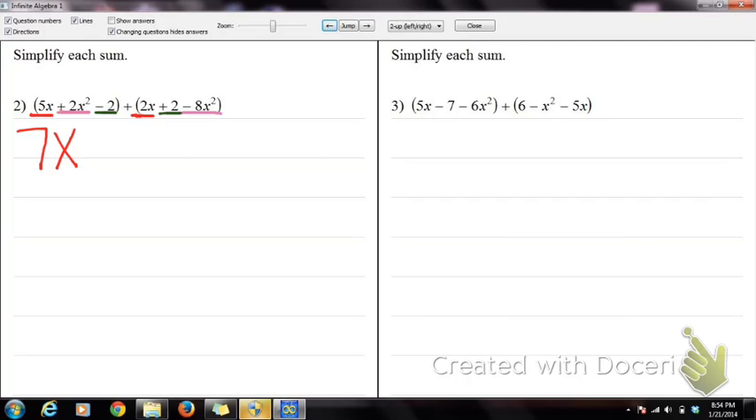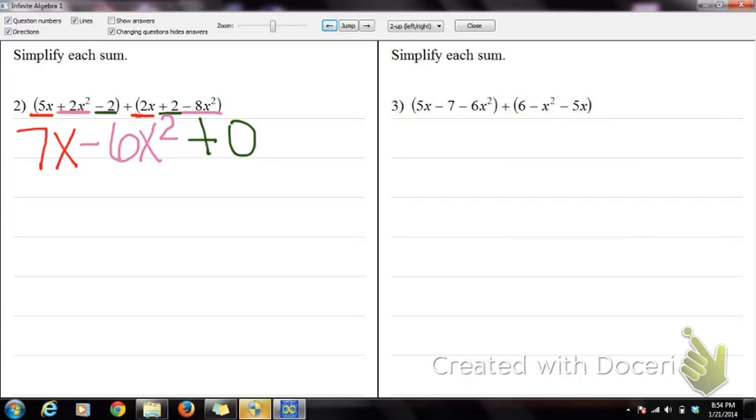Looking at the x squareds, we have a 2x squared and a negative 8x squared. 2 plus negative 8 is negative 6. So we have negative 6, and we keep our x squared. Lastly, we have the negative 2 and the positive 2, which is actually just 0.